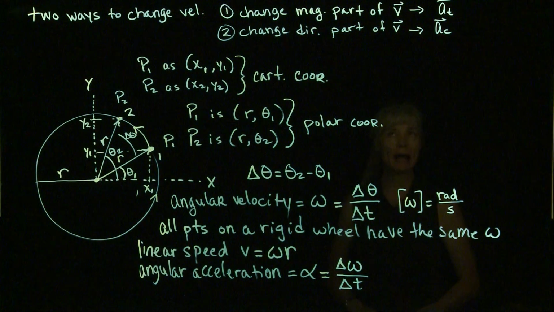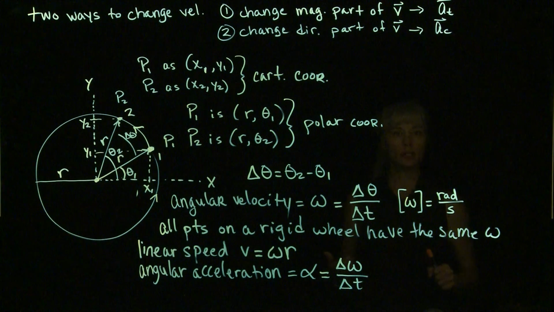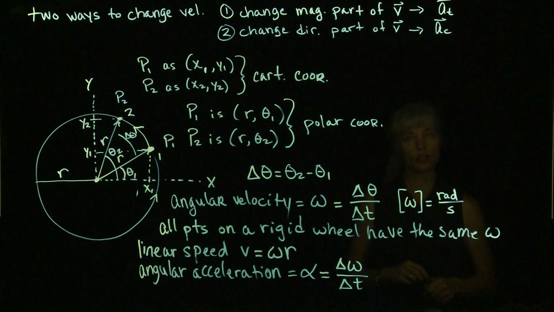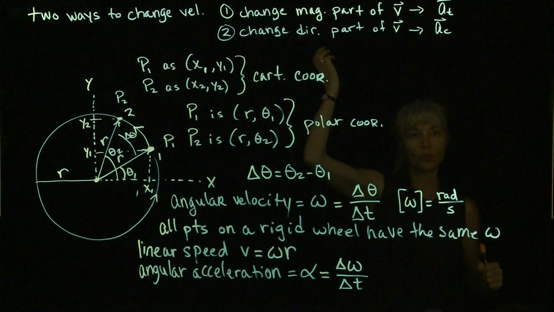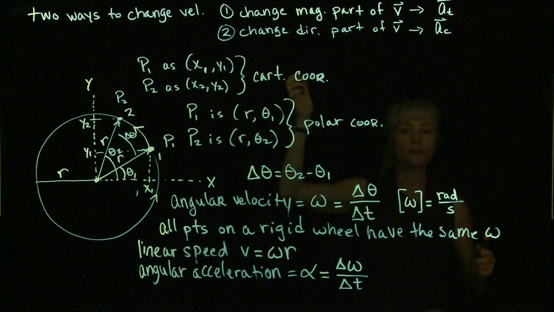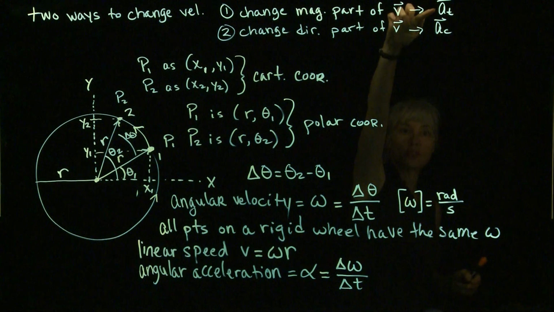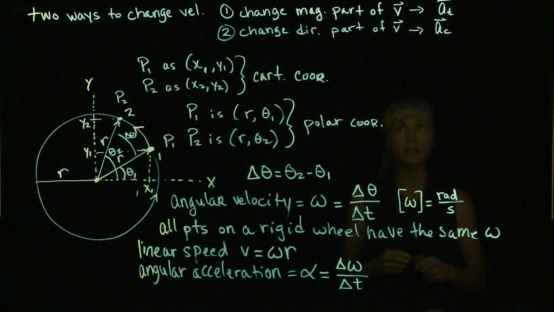Hello and welcome back. Last time we discussed in the previous video the ways that we could change velocity, and we realized there's two ways we can change velocity. We can change the magnitude part of the velocity, and that's going to yield one type of acceleration called tangential or linear acceleration. In this text we use subscript t for that type of acceleration, a sub t.